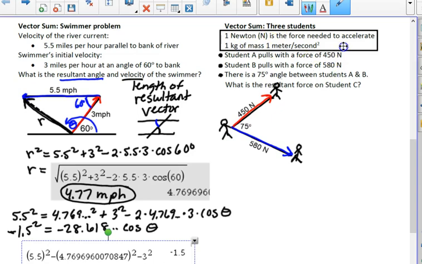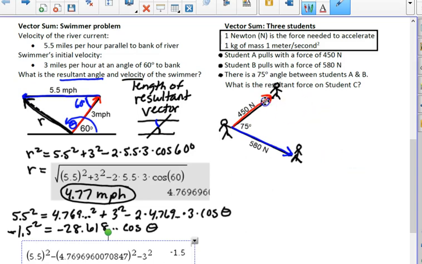A newton is defined as the force needed to accelerate 1 kilogram of mass 1 meter per second squared. So this is a lot of newtons because this student's a lot more than 1 kilogram. Okay, so they're having to pull a little harder. There's a 75-degree angle between the directions that they are pulling, and we want to know what's the resultant force.